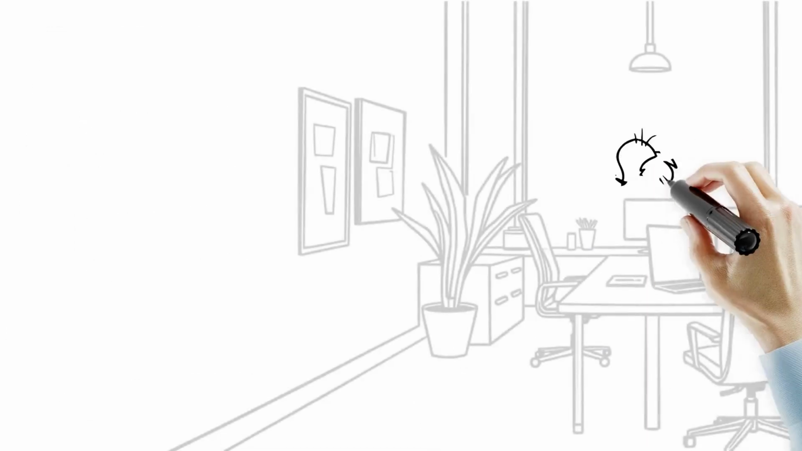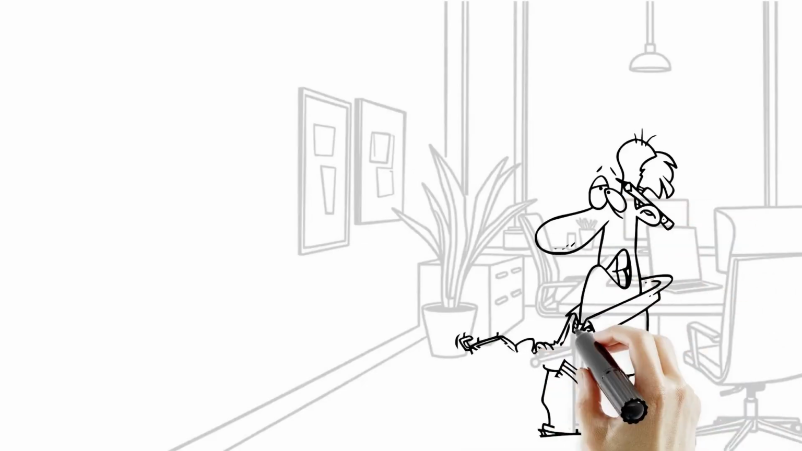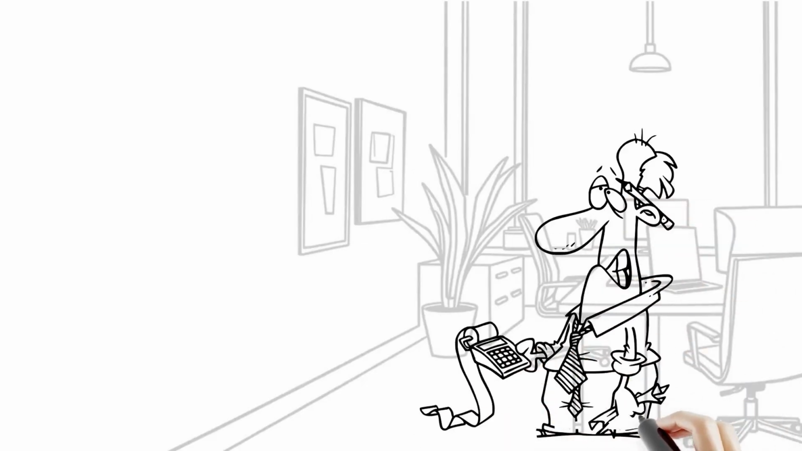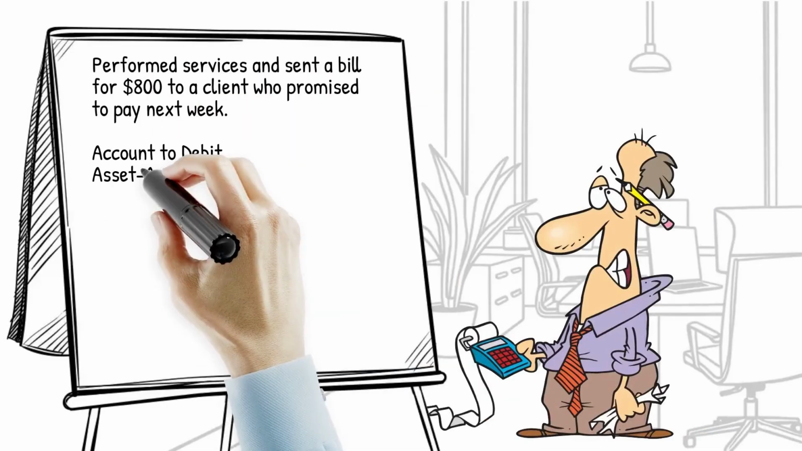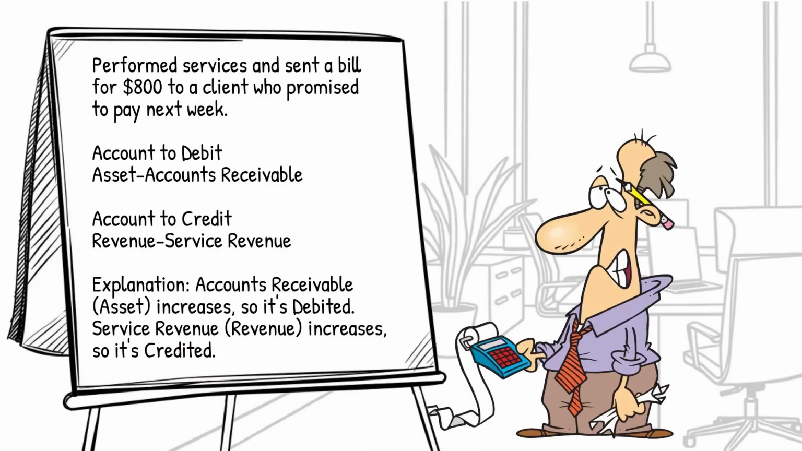Performed services and sent a bill for $800 to a client who promised to pay next week. Account to debit: asset, accounts receivable. Account to credit: revenue, service revenue. Explanation: accounts receivable asset increases, so it's debited. Service revenue increases, so it's credited.